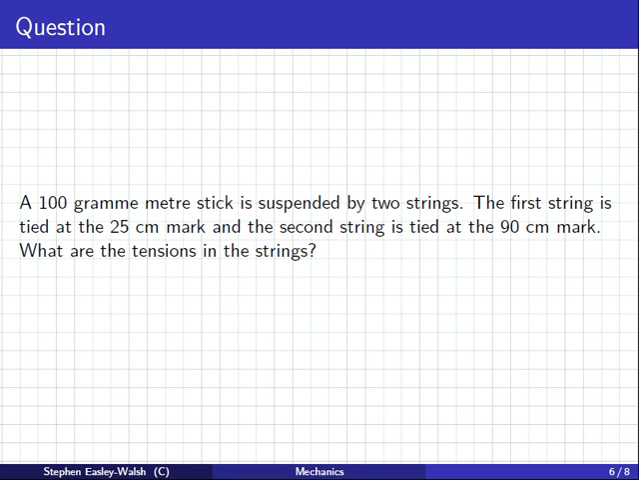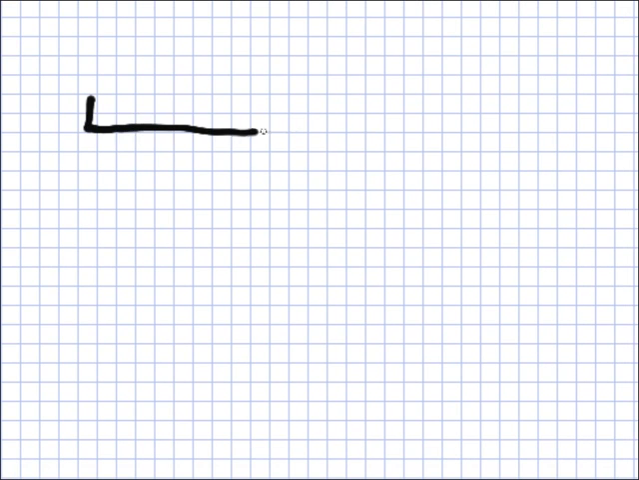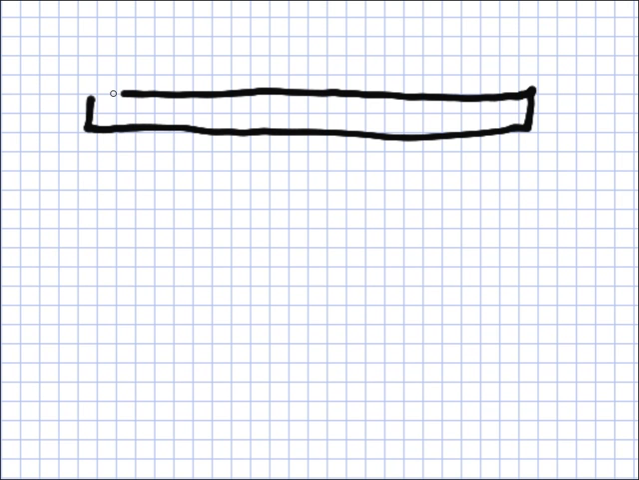A 100-gram meter stick is suspended by two strings. The first string is tied at the 25 centimeter mark, and the second string is tied at the 90 centimeter mark. What are the tensions in the strings? So let me draw this. You know what a meter stick is? How long is it? 1 meter, yeah. 1 meter, which is also 100 centimeters.